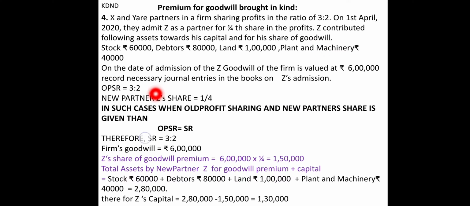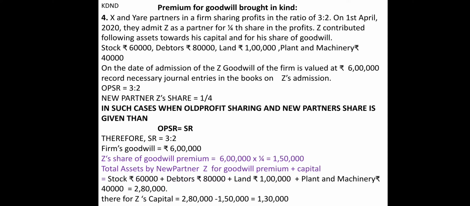So the old partners' share is given and the new partner's share is given. In such cases, as we are very much aware, when the old partners' share and the new partner's share are given, then the old ratio is the sacrificing ratio. Therefore the sacrificing ratio is 3:2, and the firm's goodwill is 6 lakhs. Now Z's share of goodwill premium is 6 lakhs into 1 by 5, that is 1,50,000.